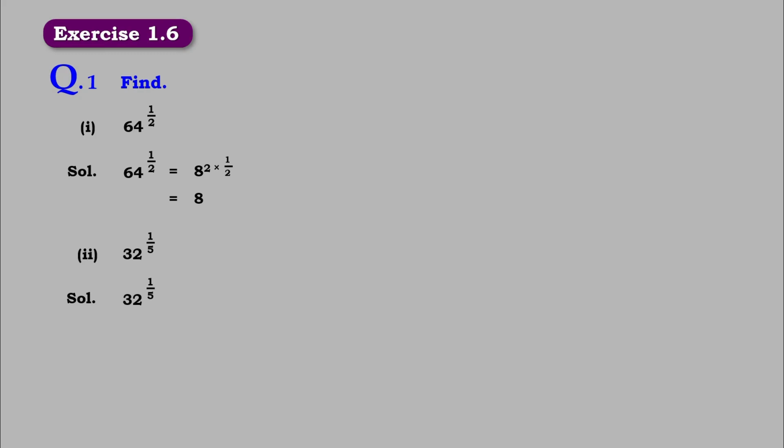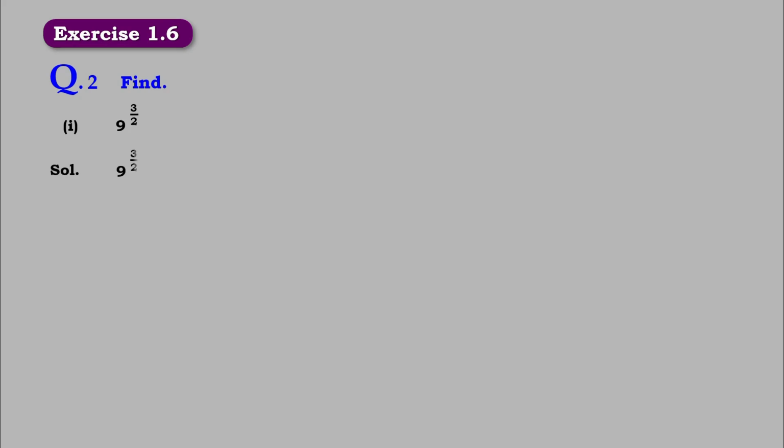32 to the power 1 by 5. 32 can be represented as 2 to the power 5, into 1 by 5. So that means 2 to the power 1 equal to 2. Now 125 to the power 1 by 3. 125 is 5 cube, into 1 by 3. That is 5 to the power 1 equal to 5. Now question number 2. Find 9 to the power 3 by 2. So 9 can be represented as 3 to the power 2, into 3 by 2. So that is 3 to the power cube, that is 27.